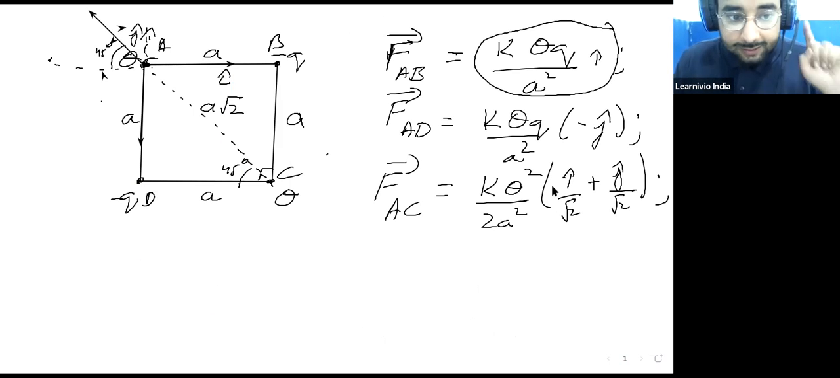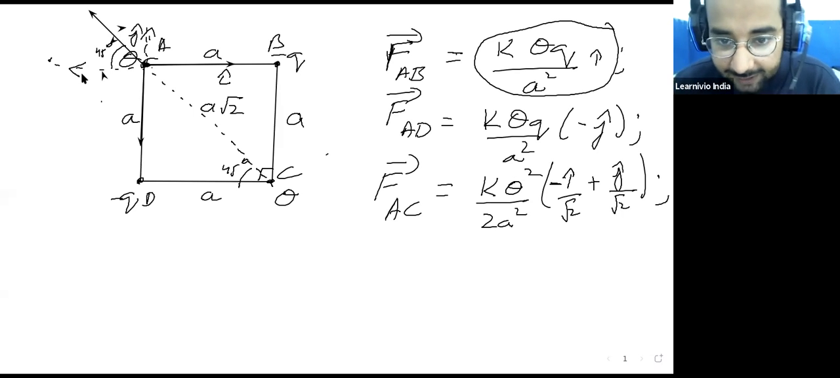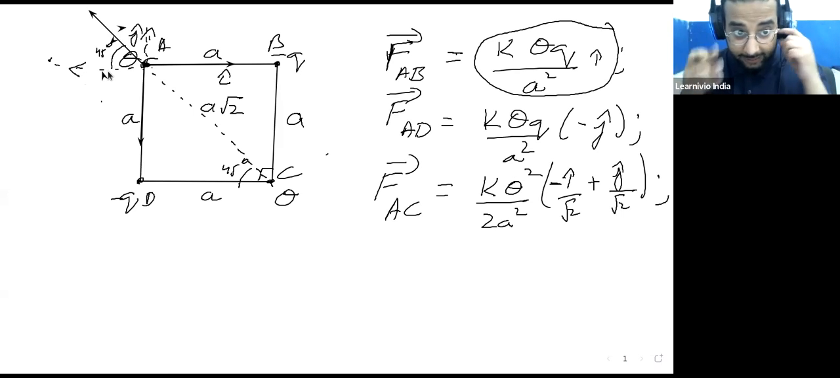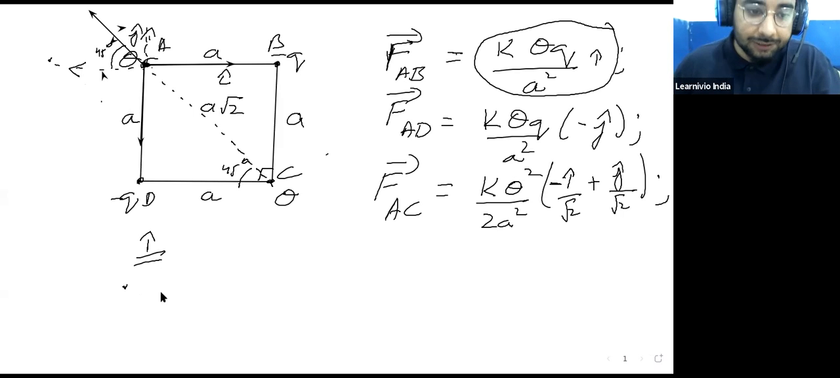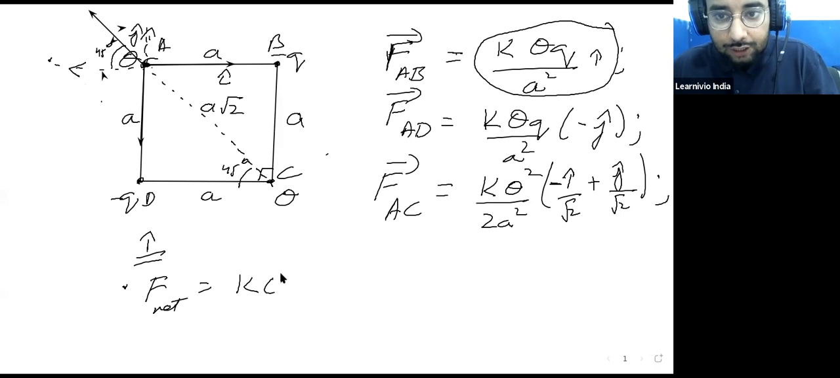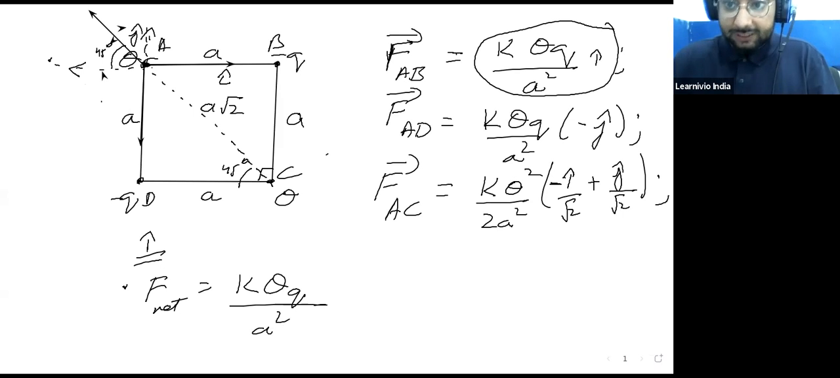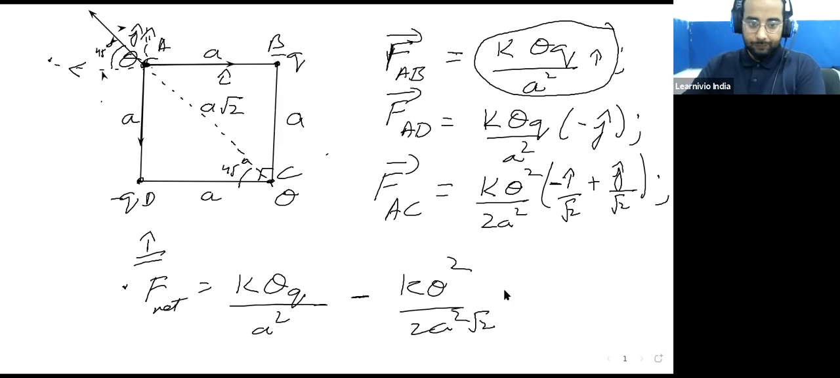Oh, just a second, our signs are not correct here, if we haven't noticed. This i cap is actually a negative sign because this is in the backward direction, in the left, correct? There has to be a negative sign there as well. So keep in mind all these directions and signs. All of these are super important because otherwise your answers will not work. So let's see what is happening along the i cap direction. The net force is KQq over A squared in the positive x-axis, and minus KQ squared over 2A squared times root 2, right?